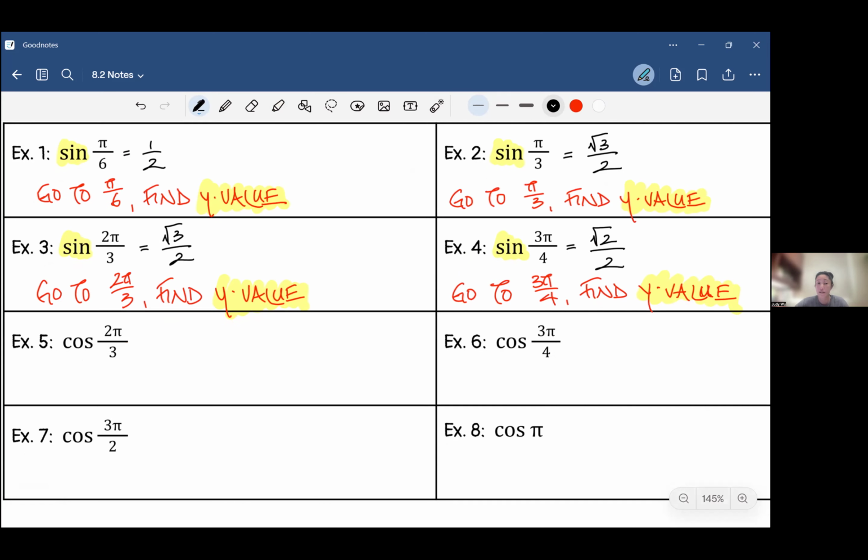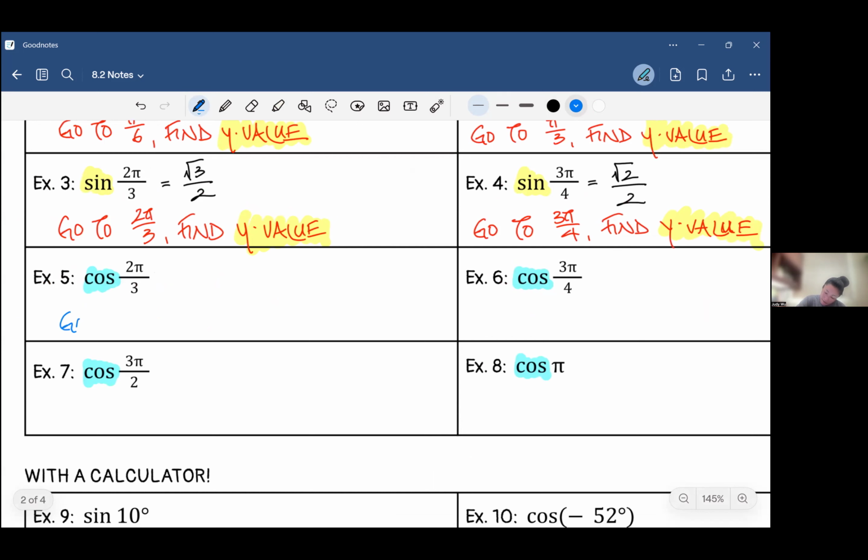All right, now let's take a look at 5, 6, 7, and 8. For 5, 6, 7, and 8, notice that I don't have the word sine in there anymore. I have the word cosine. Okay. And then when we see cosine, what that tells us is we want to go to an angle and now we want to find the x value. Okay. So for number 5, I want to go to 2 pi over 3, but I want to now look at what the x value is there. Okay, so let's do that one together. Then I'll give you some time to take a look at 6, 7, and 8 on your own.